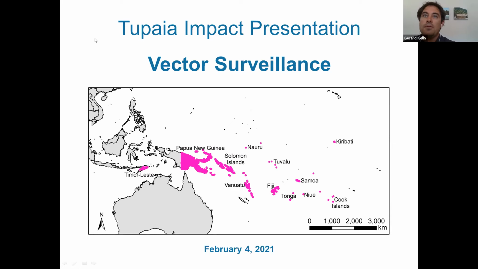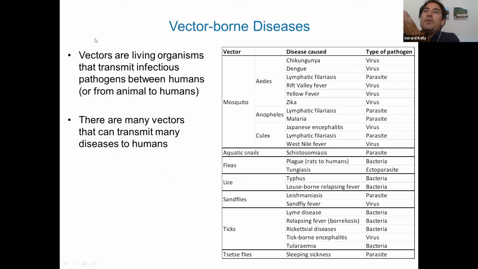So without further ado, I thought the first thing we need to talk about is what is a vector and what are vector-borne diseases. Vectors are essentially living organisms that transmit infectious diseases or pathogens between humans, or from animals to humans. There's lots and lots of vectors around.